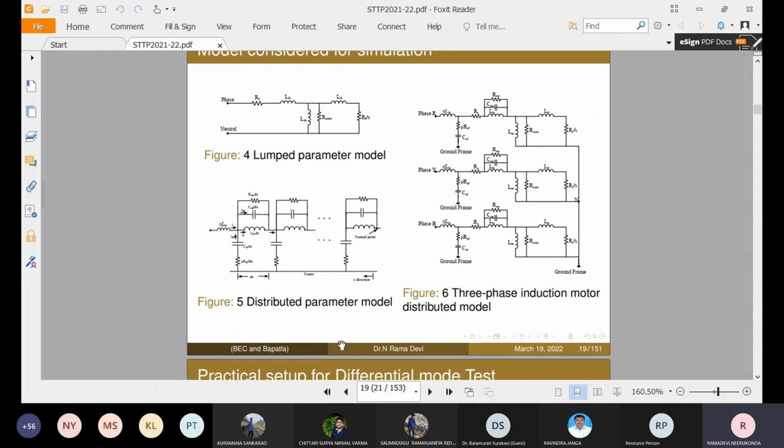So whenever we go with the distributed parameter model, in addition to the lumped values, the additional parameters are these. One is the slot capacitance value. Second one is the slot resistance value. Another is slot to frame resistance value and slot to frame capacitance value. So these parameters we incorporated in the circuit and analyzed the faults on the three-phase induction motor, either at turn level or coil level.